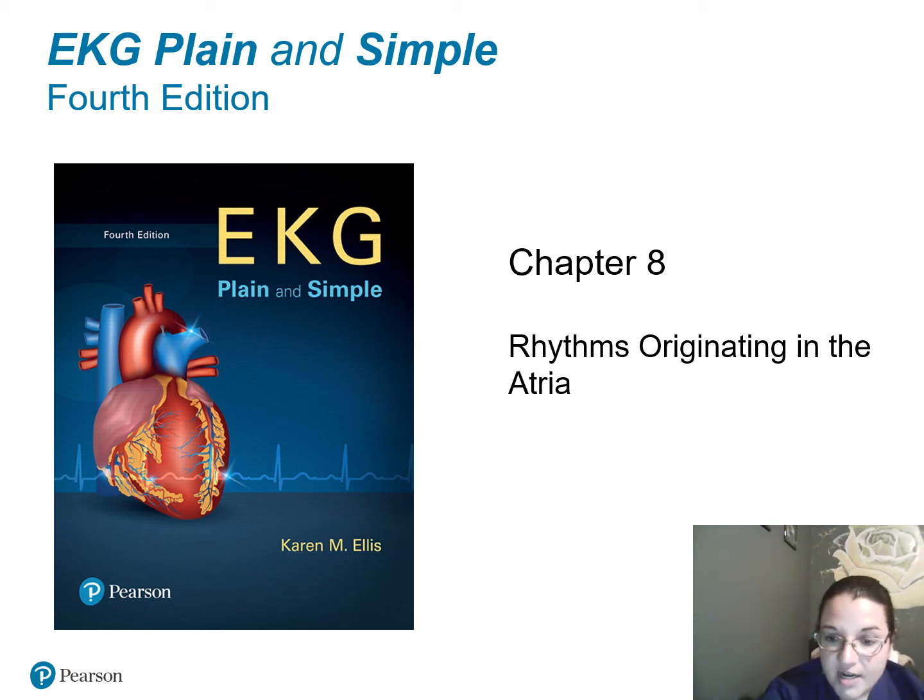Now, chapter 7, we talked about rhythms that were originating in your sinus node, which is your original pacemaker of the heart. That is coming from a single foci. But when we talk about the atrium, the difference with these rhythms, the impulses that are going to originate from here, is that it can be coming from different foci within the atrium.